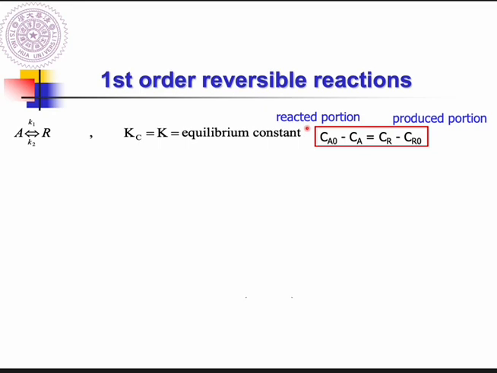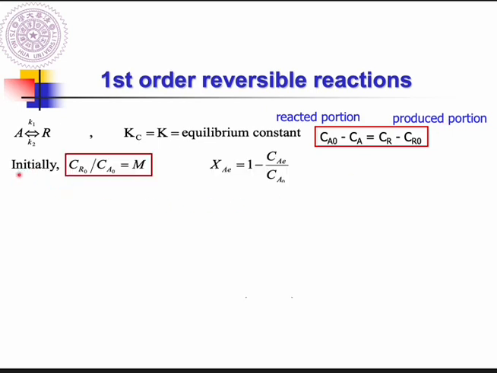Equals to the reacted portion. So its reacted portion will be equal to Cr minus Cr0, which will be equal to the produced portion, because when you consume 1 mole of A, you will generate 1 mole of product R. So the reacted portion will equal the produced portion. This is the other information.